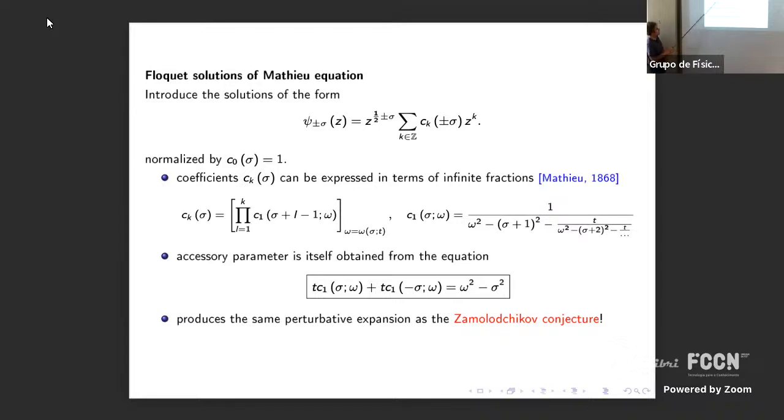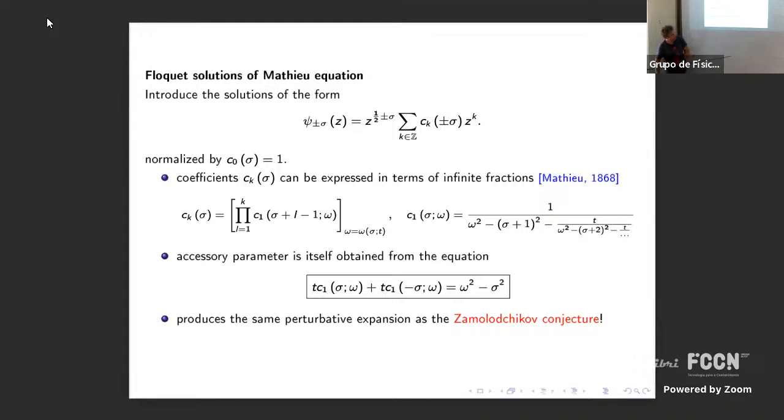And we normalize this solution by setting one of the coefficients to be 1. These coefficients solve some recurrence relation, a three-term recurrence relation following from our differential equation. And one can write an expression for these coefficients, which is suitable for computing this series expansion in the coupling T. Okay, and the accessory parameter is obtained from this equation here, which is basically the result of Mathieu, which produces exactly the same perturbative expansion as the homological conjecture, but which was obtained more than 100 years before.